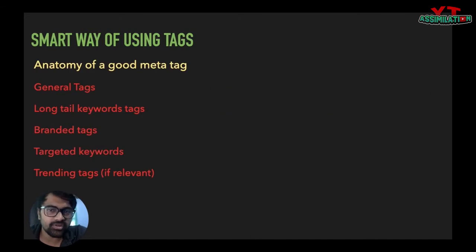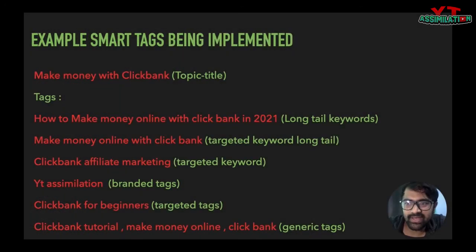So let me show you the smart ways of using tags, and also I'll show you the anatomy of a good meta tag. The anatomy of a good meta tag includes general tags, long tail keyword tags, branded keyword tags, targeted keyword tags, and then finally the trending tags. Let me explain more on this with an example. This is a prime example of how smart tags are being implemented, guys. Let me quickly explain what's on the screen.